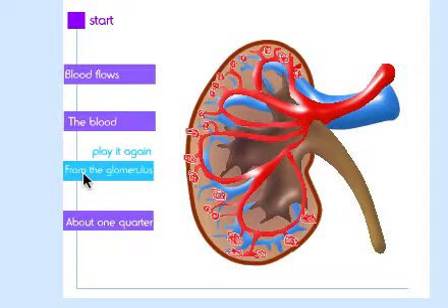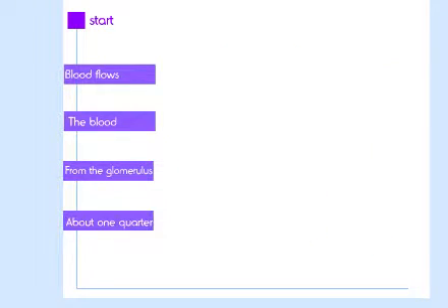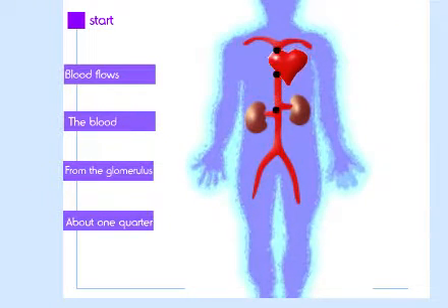From the glomerulus, the blood pressure drops and the blood flows into arterioles which coil around the nephrons. These in turn connect to a series of small veins. These vessels reunite and ultimately form the renal vein. About 1/4 of the total cardiac output or total blood flow circulates through the kidneys. This equates to just over 1 litre of blood every minute.